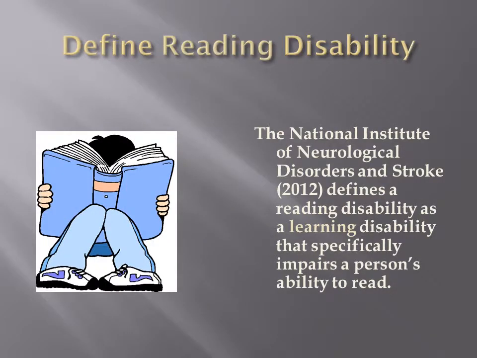The National Institute of Neurological Disorders and Stroke defines a reading disability as a learning disability that specifically impairs a person's ability to read. You need to make sure you don't confuse a reading disability with a reading difficulty. Some students may just take a little longer to learn a new skill. They may have had poor instruction and just need more reading instruction, whereas a reading disability needs special education services.